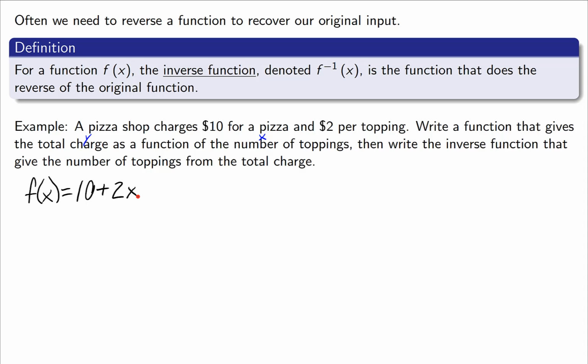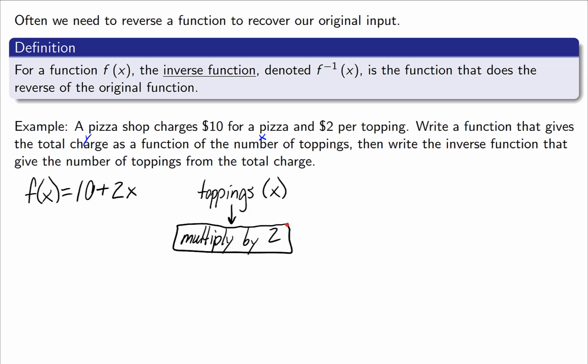Now, if I want to think of an inverse function, remember the inverse function is going to take everything and do the reverse. So this is what happens. We start with the toppings x. And then let's just go through the function. The first thing the function would do is multiply x by 2. Multiply by 2. And then for the next step, after you multiply by 2, you would add 10. And after we have done that, we arrive at the cost. I didn't give a variable to the cost. Let's just call it y.